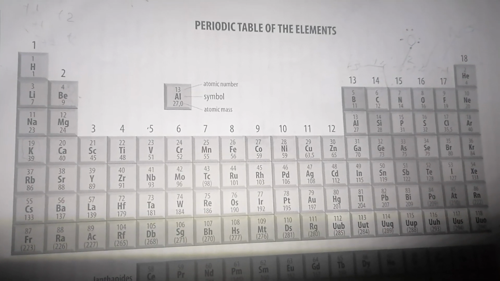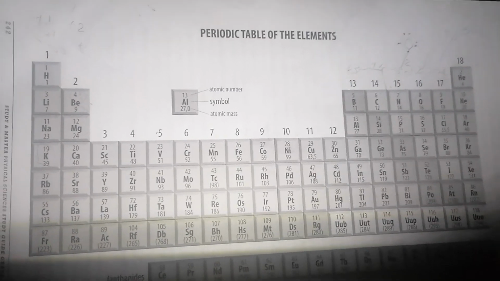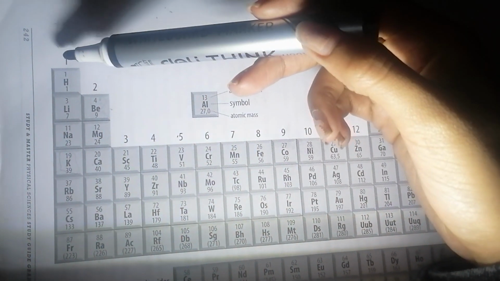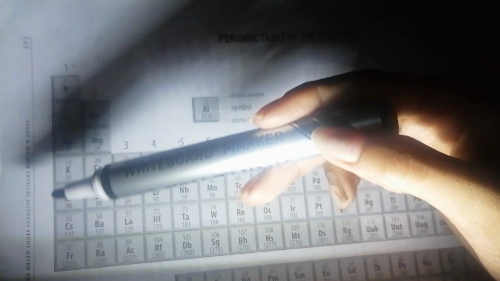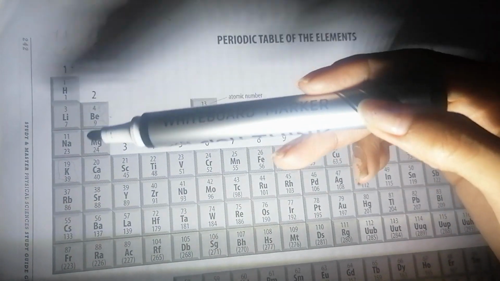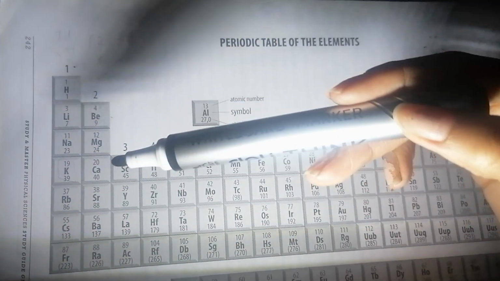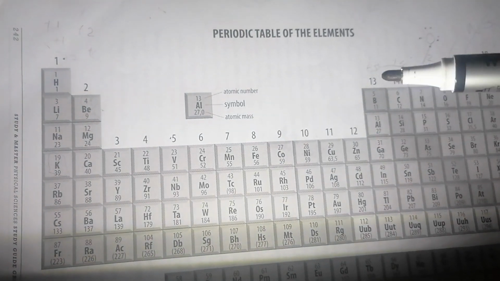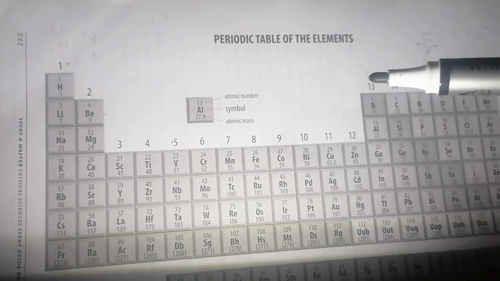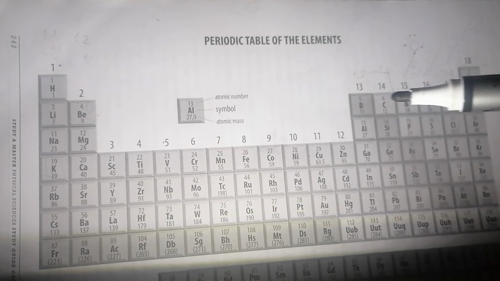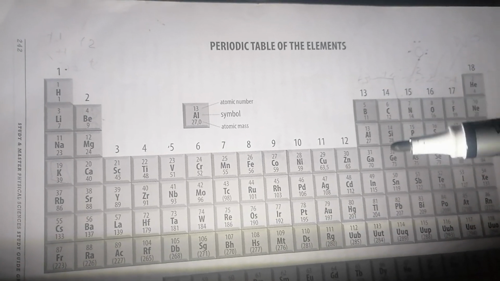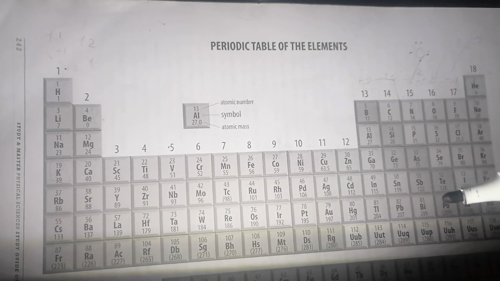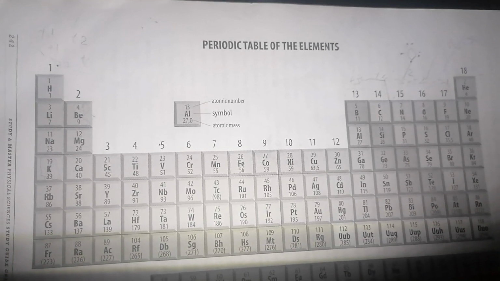This is how I want y'all to learn it. You count the columns here. Everything under column 1 will have a valence of 1. Everything under column 2 will have a valence of 2. You forget all of these columns in the bottom. Everything under column 3, so see this says 13, treat it as 3, then 4, 5, 6, 7, 8. So everything in these columns will have 3, 4, 5, 6, 7, and 8 valence electrons.